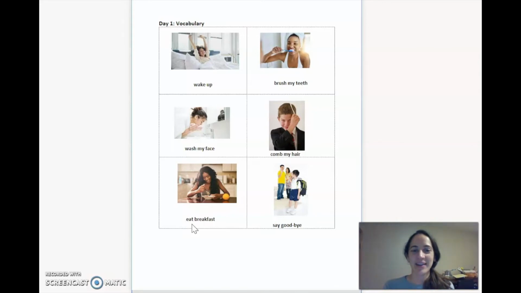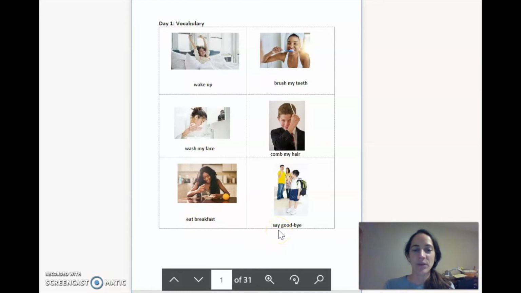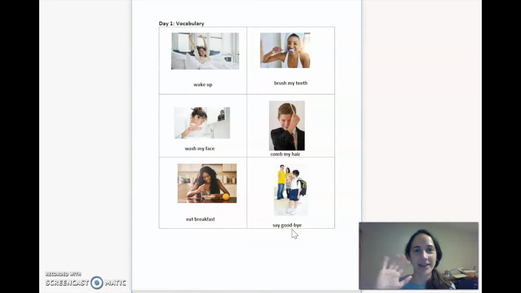Repeat after me. Eat breakfast. Very good. And one more. This one says, say goodbye. Repeat after me. Say goodbye. Excellent. For all of these, there are different things and movements we can do. Let's try it. I will say one of the words and you do the movement. If I say wake up, you can do this. If I say brush my teeth, you can do that.